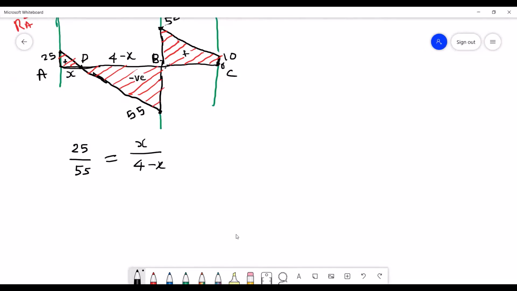Now cross multiply: 25 into 4 minus x is equal to 55x. Then it will come 100 minus 25x is equal to 55x.